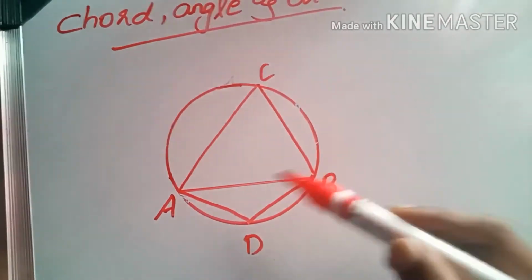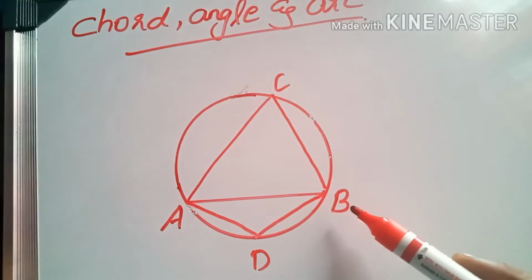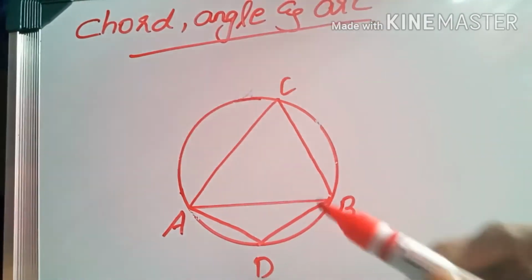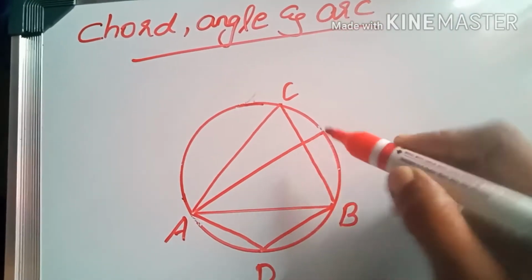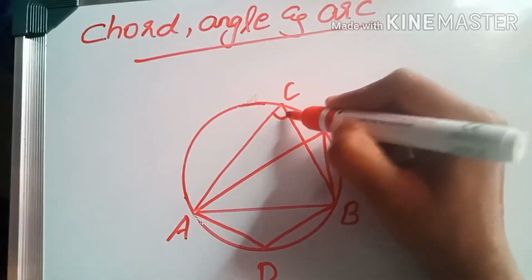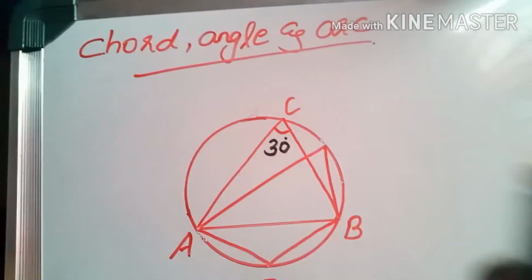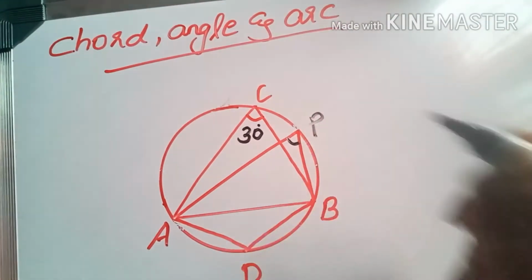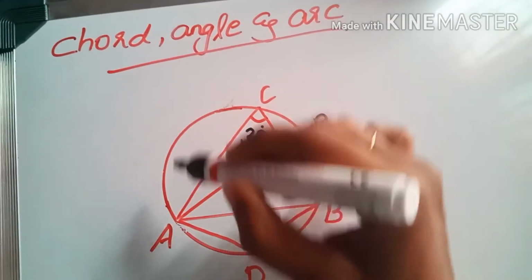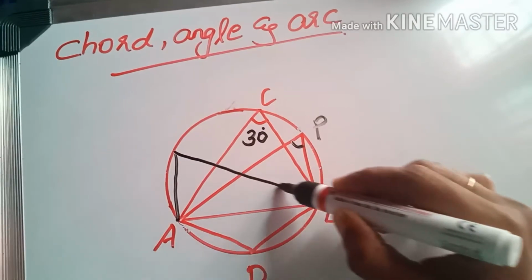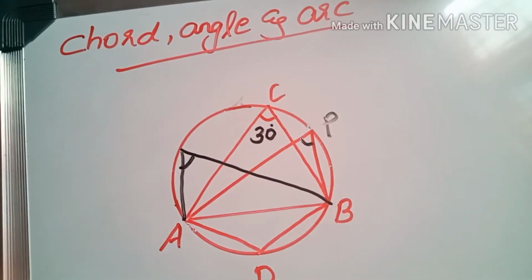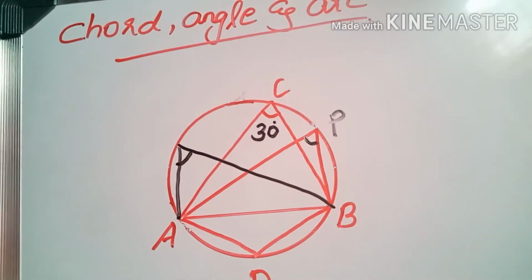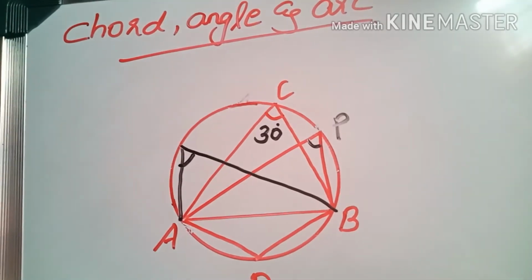If we consider the large arc AB, all the angles in this large arc will be the same, will be equal. For example, if ACB is 30 degree, the next angle, APB, will also be 30 degree. If we draw one more angle here like this, this angle will also be 30 degree. That means all the angles in the same arc will be equal.